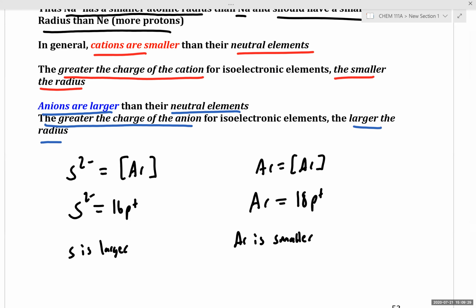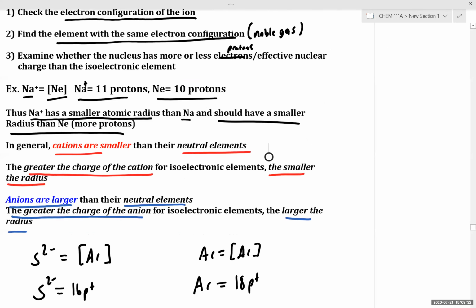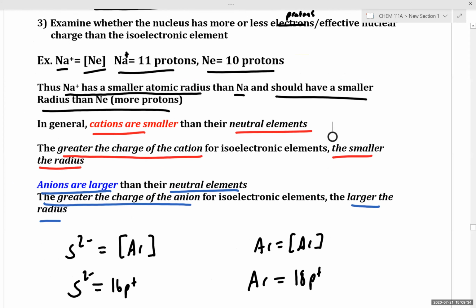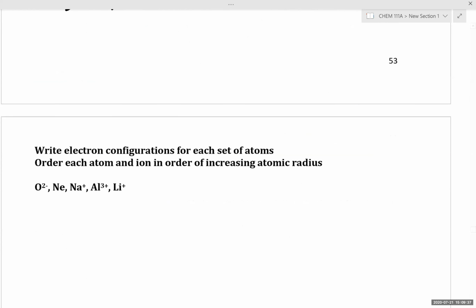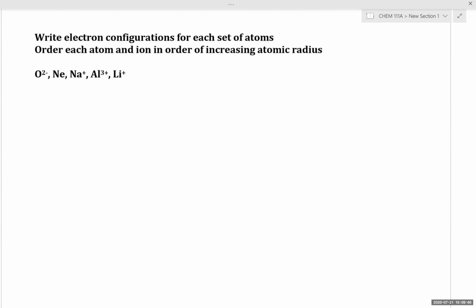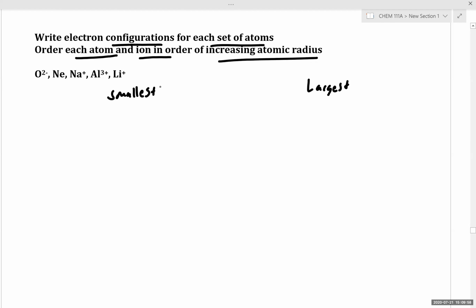Okay, so let's keep going now and let's look at a series of problems. So what I want you to do in the following example is I'd like you to write the electron configuration for each set of atoms and order each atom and ion in order of increasing atomic radius. So I'd like you to put the largest atomic radius at the right-hand side and the smallest atomic or ionic radius at the left-hand side. So let's spend about 5 minutes on this example and we'll discuss momentarily.